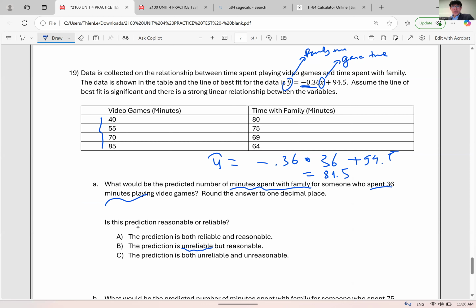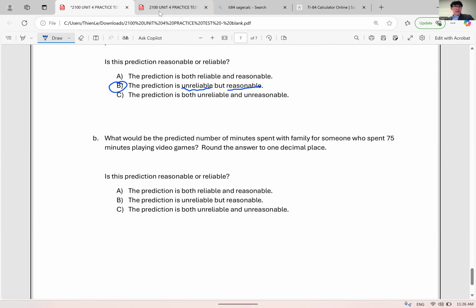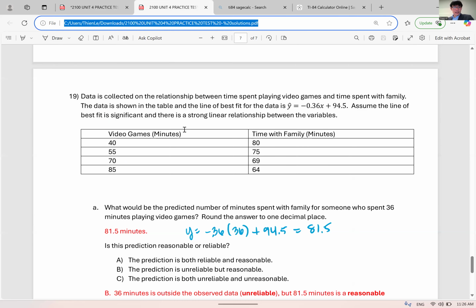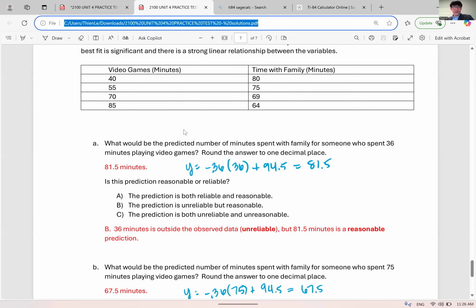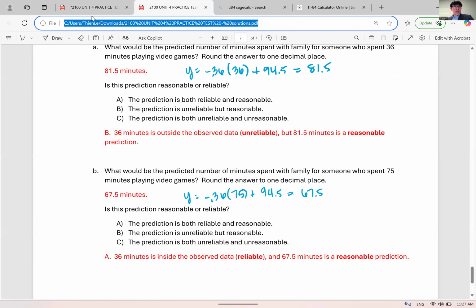How about reasonable? Reasonable means we get a Y prediction that makes sense in common sense, right? In the common context of the problem. So 81.5 seems reasonable, right? So I think B will be the correct choice here. See what they say. B here. Yep. Good.